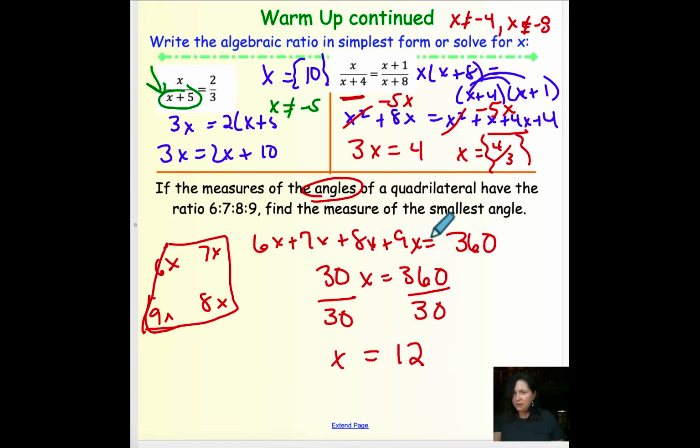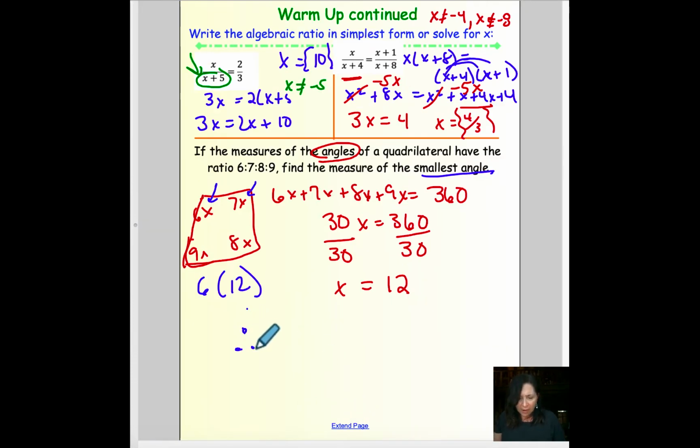And that's not my answer. That's just what x equals. My answer is asking me for the smallest angle. So I have to plug 12 back into each of these x's and see what the angles are. Of course, 6 times 12 is going to give me my smallest angle. So you would write like this. These 3 dots mean therefore. Therefore, the smallest angle is 6 times 12, which is 72 degrees.